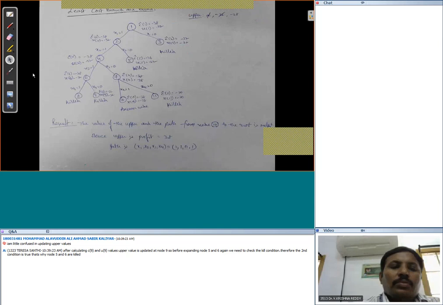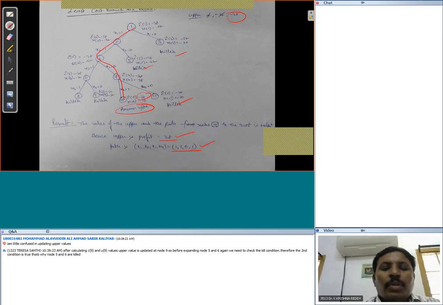Finally, we announce this node is an answer node, and based on that, what is the current upper value? The answer is 38, and the path we are using for representing this answer node is 1101. This is the result. This is the least cost branch and bound. In the same way, all remaining nodes are killed based on the bounding function, like the previous one.